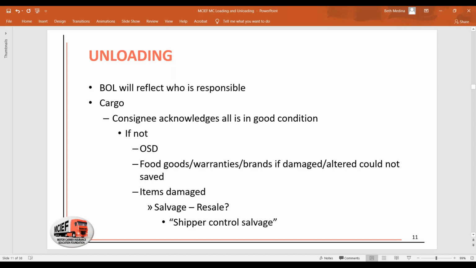If there's food goods, anything that can be consumed by humans or animals in a bulk situation, they fall under the Food Modernization Act, which gives the customer the ability to reject the load for about any reason. Or if there's a concern with a warranty.